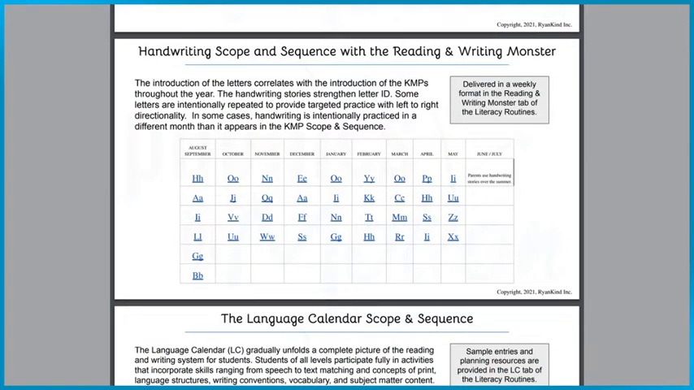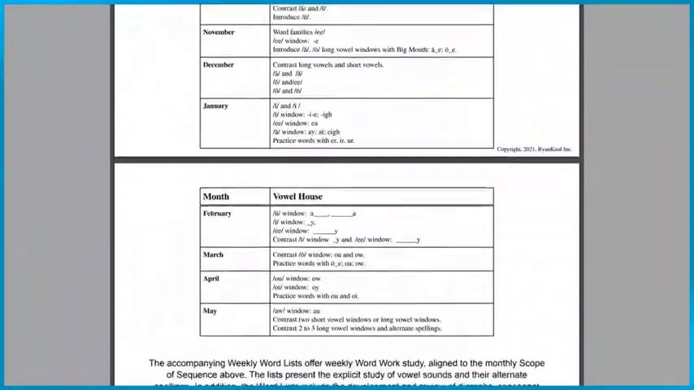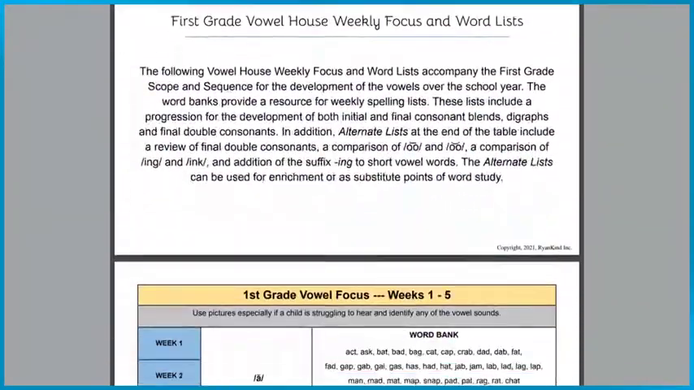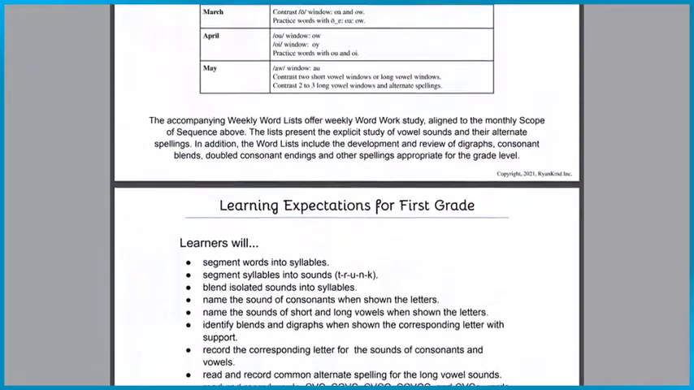The handwriting scope and sequence with the reading and writing monster is letter ID, speech to print mapping, directionality, and letter formation. And if you're in first grade or above, then you also have the vowel house, which is your vowel sounds and spelling patterns down here. So vowel sounds and spelling patterns, it's your word work. You have the word list for each week. This is your home for phonics, and you're following the order of this word list.